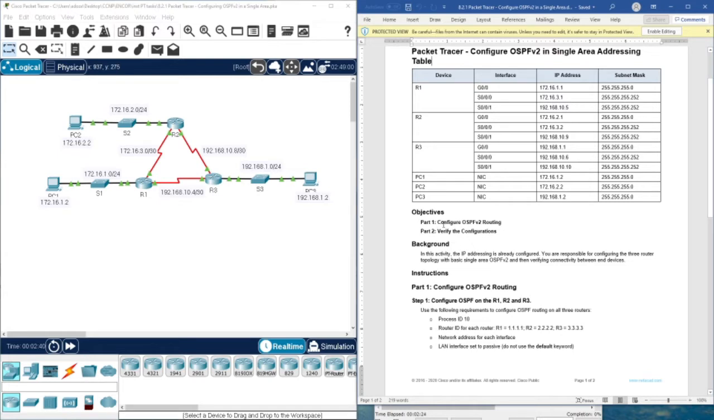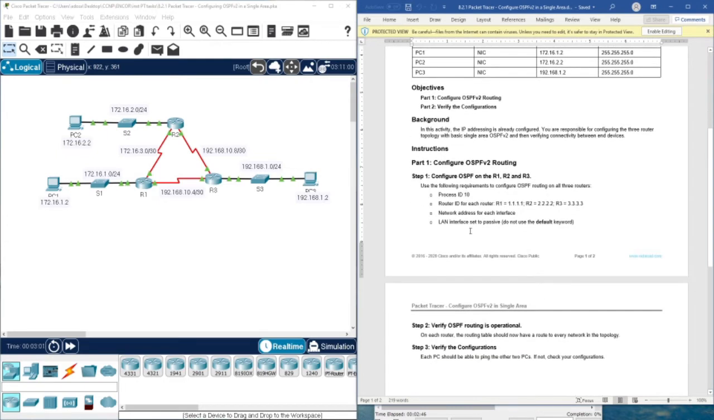First, we are going to configure OSPF version 2 on 3 routers, and then we are going to verify the configurations. As for the topology, as you can see, we have 3 routers. Here we have a LAN, here we have another LAN, and here we have another LAN. So we have 3 LANs as well.